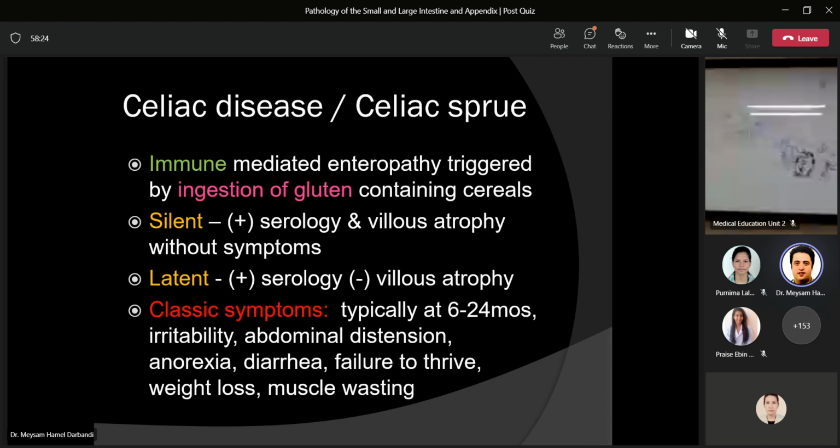Okay, we go to another important disease, celiac disease. What do you know about celiac disease? It's actually immune mediated, right? I asked this question yesterday. It is an immune mediated enteropathy triggered by ingestion of gluten containing food. Like what? Very good.